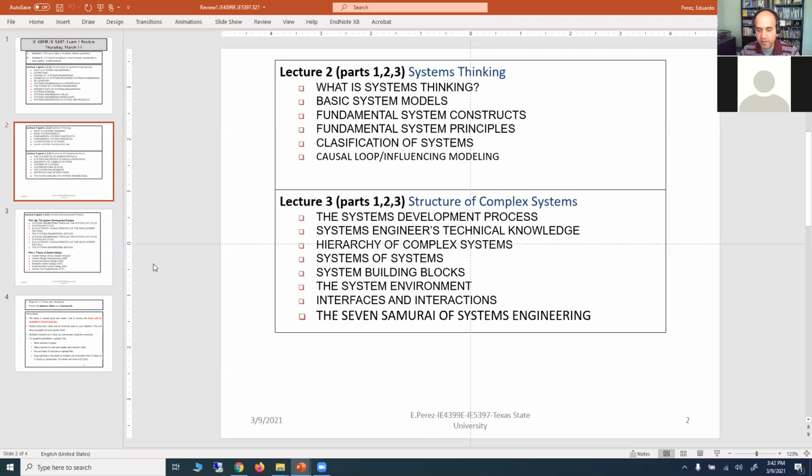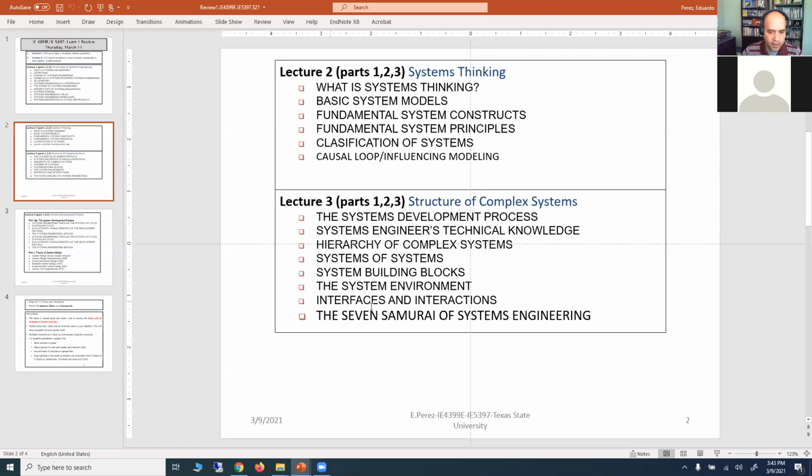The hierarchy of complex systems. So you should know the hierarchy. What is systems of systems, the system building blocks, the system environment, and how that impacts the performance of a system. And we also talk about the interfaces and interactions.